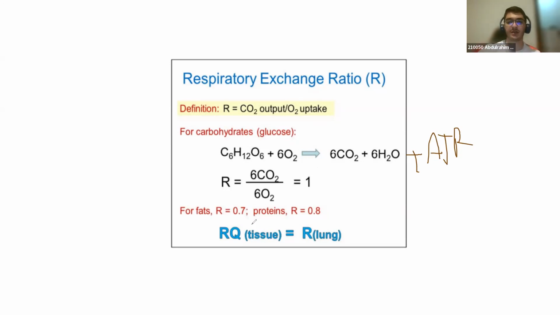However, this isn't the case. Normally you have a ratio of 0.7 or 0.8. So what can you deduce from this information?